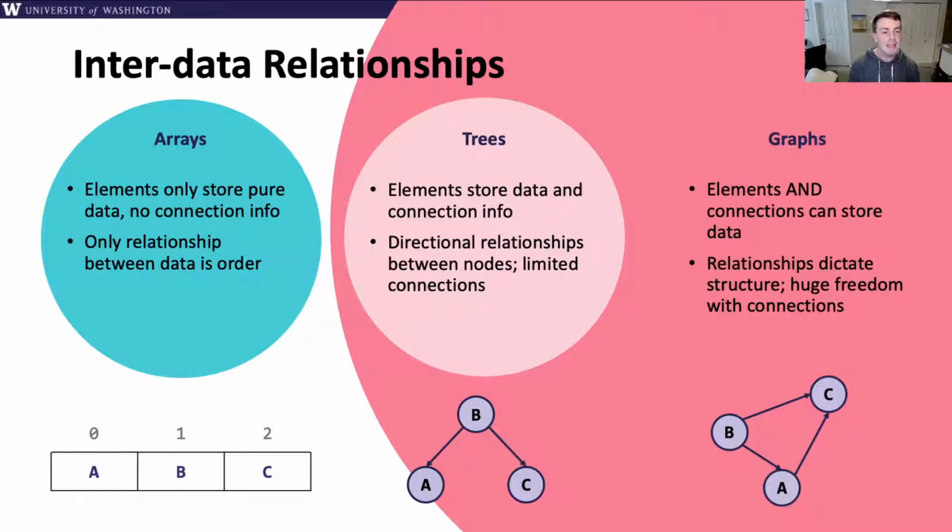So a graph is, in some sense, a way of having elements and the connections store relationships about the data. And the relationship dictates the structure. There is a huge freedom that you can get with these connections. So if you think of a tree like a family tree or a hierarchy, a graph is more like a social network where all of the nodes are in some sense equal and they can have relationships or friendships between each other. We call these edges, and they can form these vast, beautiful structures.